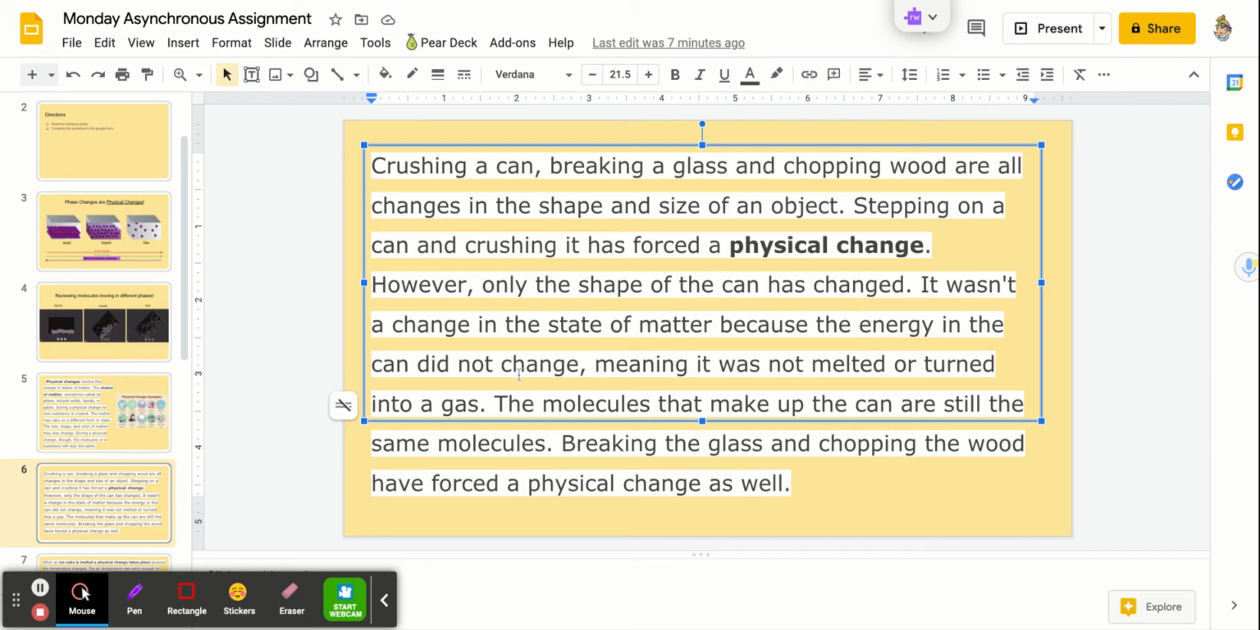It wasn't a change in the state of matter because the energy in the can did not change, meaning it was not melted or turned into a gas. The molecules that make up the can are still the same molecules. Breaking the glass and chopping the wood have forced a physical change as well.